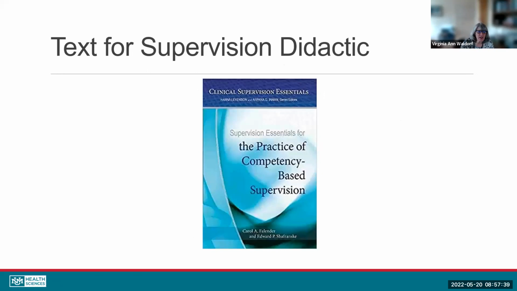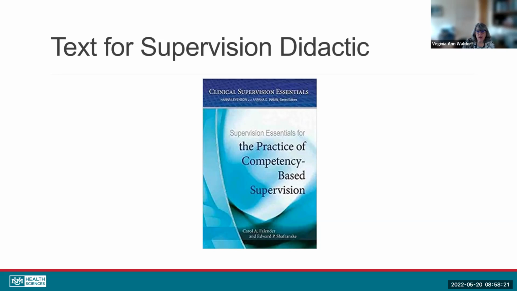So this is a screenshot of the cover of the text that we use in the supervision didactic for the interns. It has been the text for the last 3 years. It's part of Clinical Supervision Essentials, which is a series of small texts produced by APA that talk about the necessary elements to say that you are doing supervision in a particular model. And so this is the text that goes with competency-based supervision. There's a text for psychodynamic psychotherapy. There's a text for CBT. I think there's like 8 in totality.